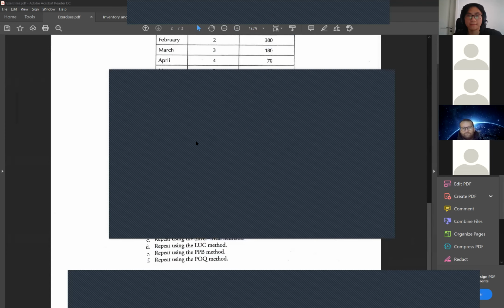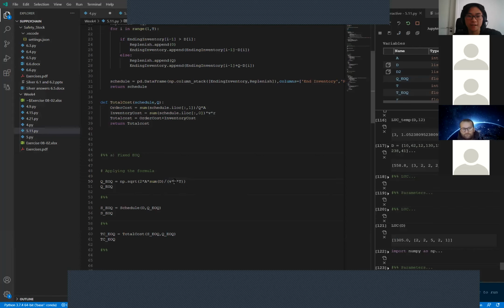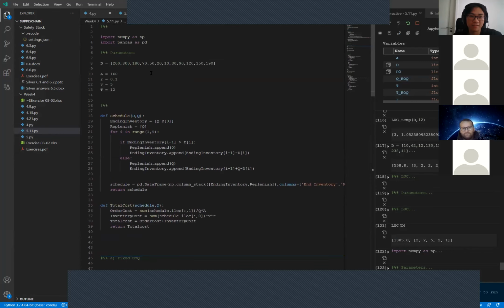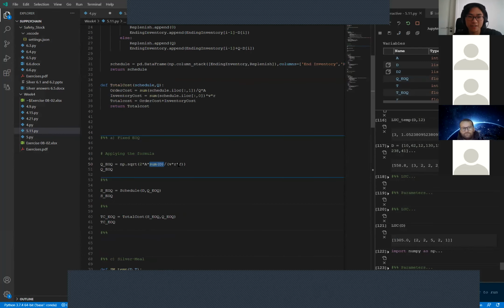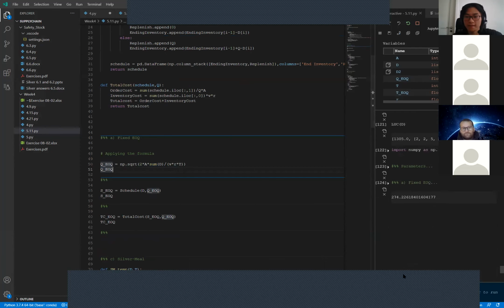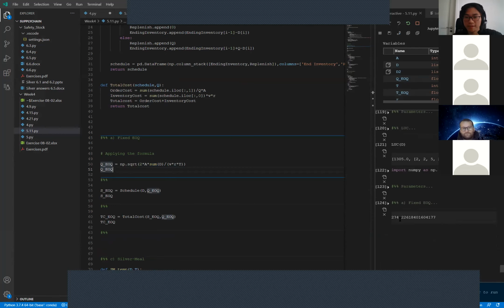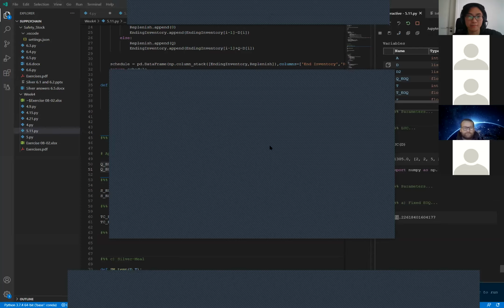That's why I multiplied this R by T, and then we can safely use the sum of the demand, or you can use numpy dot average to calculate the average, divide it by R, and leave this T. You'll get the same result, and you'll see the number is 274.